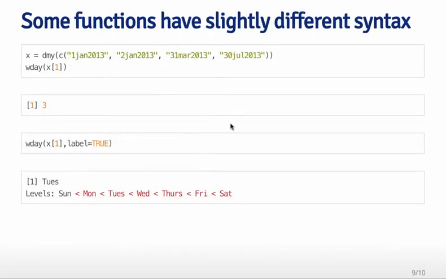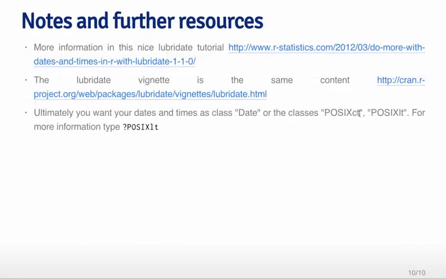Some functions have slightly different syntax. So if you're using the base date manipulation functions, you use weekdays, but if you are using the lubridate package, you're going to use wday like this to get the weekday, and this will give you a number here, which is going to be 3. And then if you want to know the weekday in terms of the actual abbreviation, you're going to have to say label equals true, and then it'll tell you that it's Tuesday, the 3rd day of the week, according to the levels that have been defined for this variable.